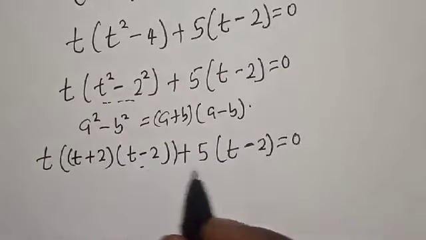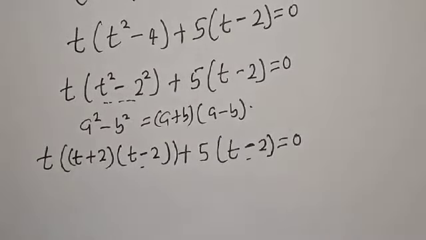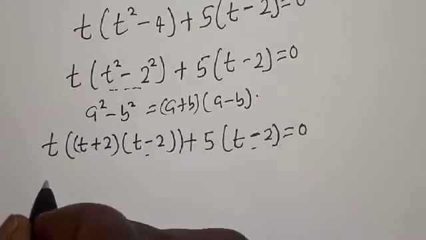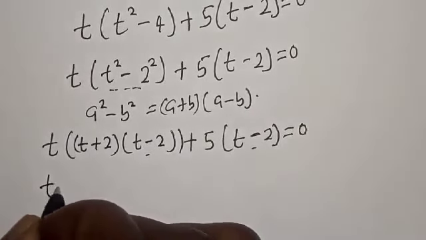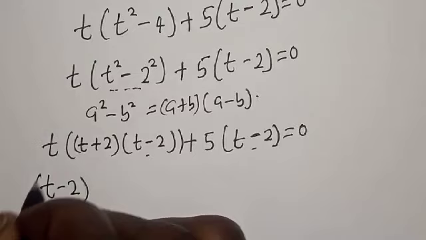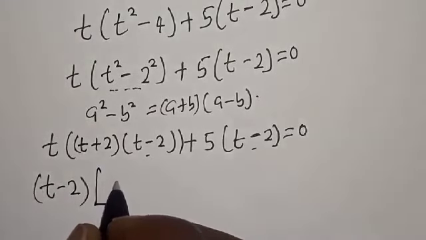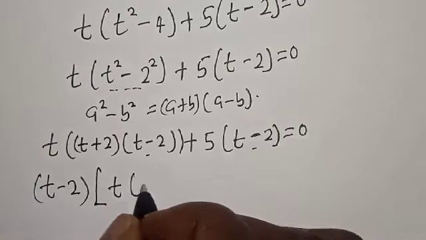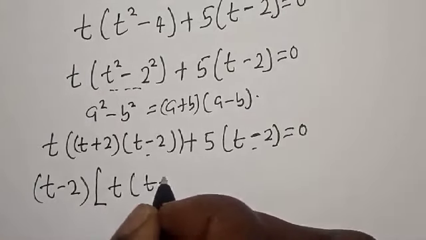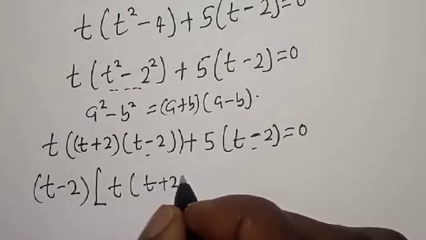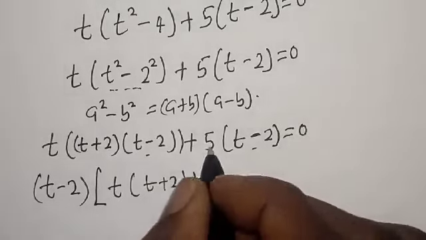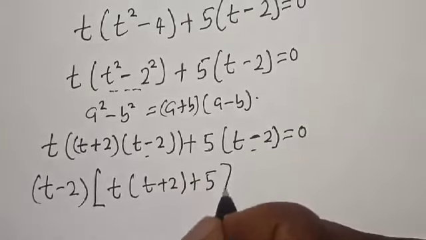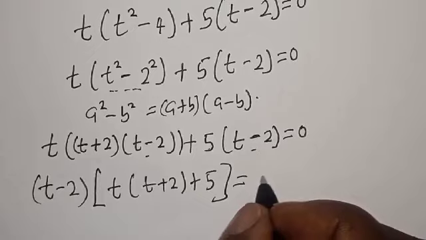t minus 2 is common here. Let's bring it out. We have t minus 2 into t multiplied by t plus 2 plus this 5 is equal to 0.